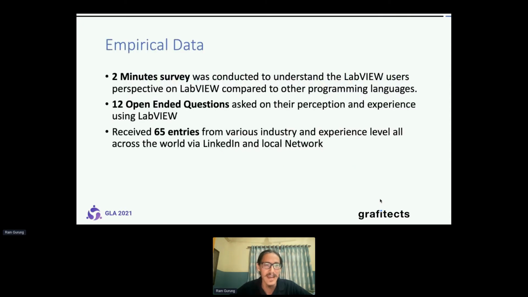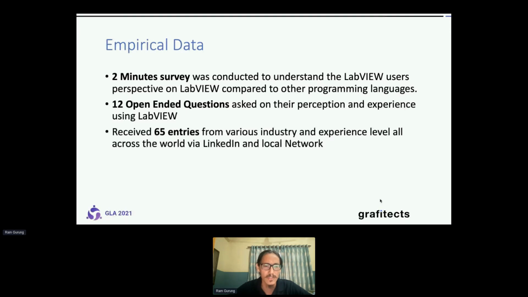To gather the empirical data, we created a 2-minute survey, conducted to understand LabVIEW users' perspective on LabVIEW compared to other programming languages. There were 12 open-ended questions. Again, there can be a lot of technical words if you have done a master's or some postdoctoral research. You might know certain kinds of information. Possibly most of you are aware of this.